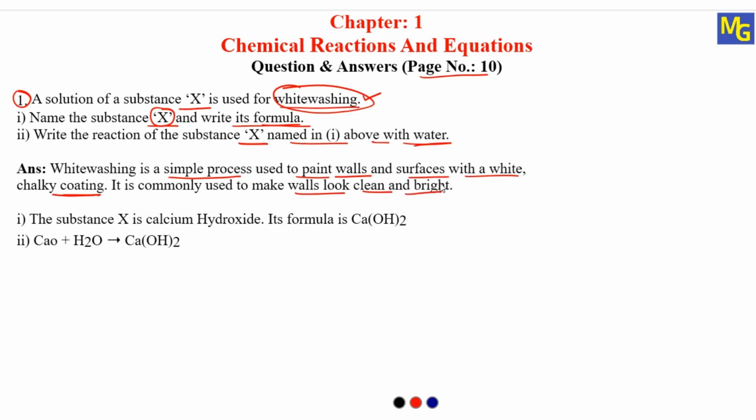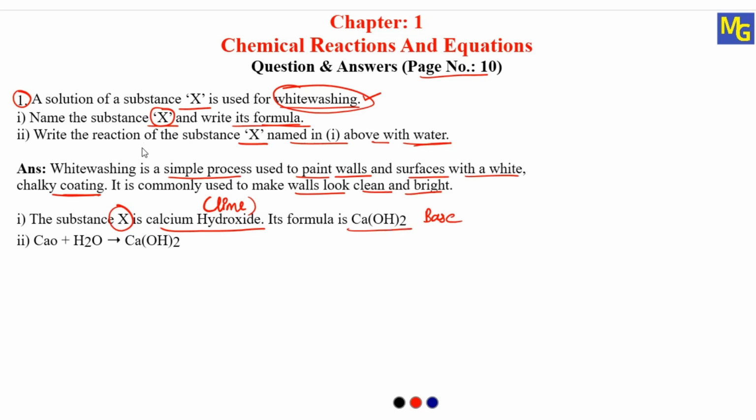So for this whitewashing, the substance used is called calcium hydroxide. That is nothing but lime. So this lime is used for whitewashing. So the substance X is calcium hydroxide and its formula is Ca(OH)2. It is a base, calcium hydroxide. As we know now, the substance is calcium hydroxide.